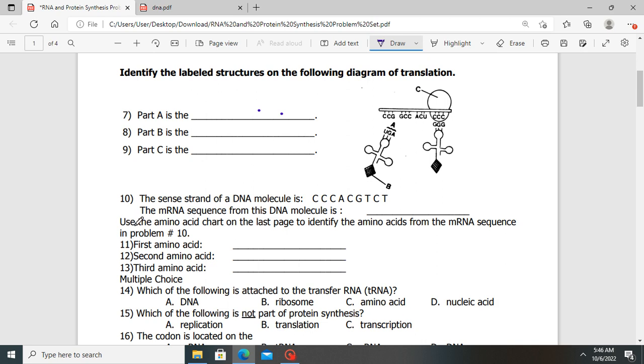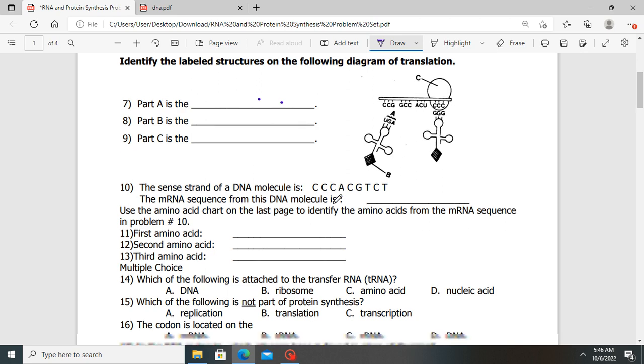So we have to use the amino acid chart on the last page to identify the amino acids from the messenger RNA sequence. As we said earlier, the messenger RNA sequence is going to be GGG. Now, try it. The G stands for guanine, the C is for cytosine, A is adenine, T is thymine, and U is uracil. So the first triplet of codons on the messenger RNA is GGG.